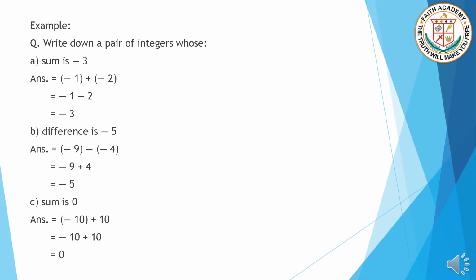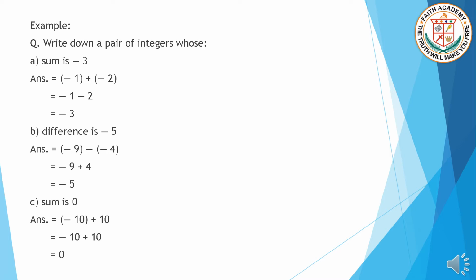Children, let's look at one question. The question says write down a pair of integers whose sum is minus 3. Now, according to this question, we can take any pair of integers whose sum is minus 3. So here I have taken minus 1 and minus 2, but you can take any two numbers. Minus 1 and minus 2 added together gives us minus 3.